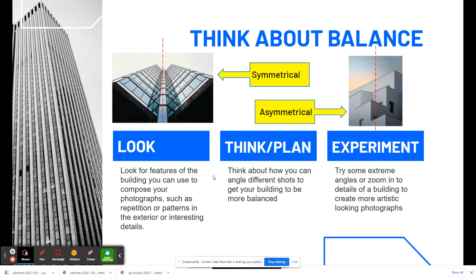Okay, so we're not just trying to document something and say, this building is here. We're trying to say, look at this really cool part of this building. Okay.